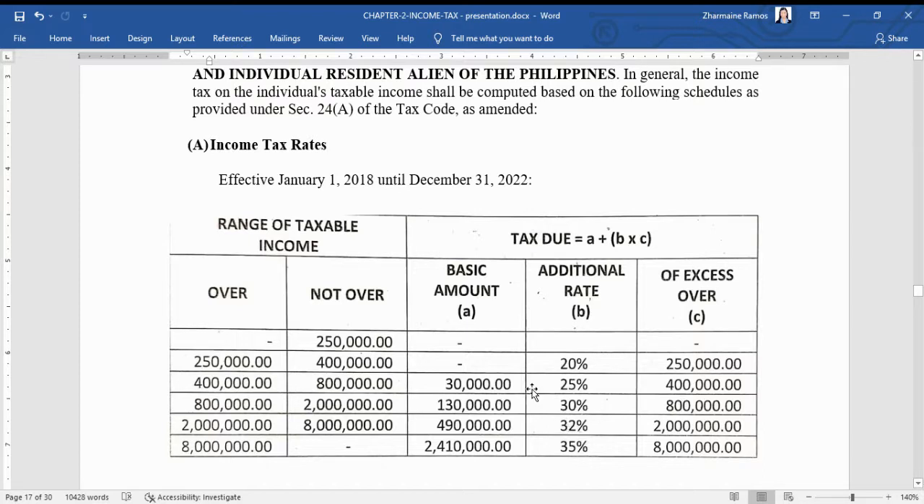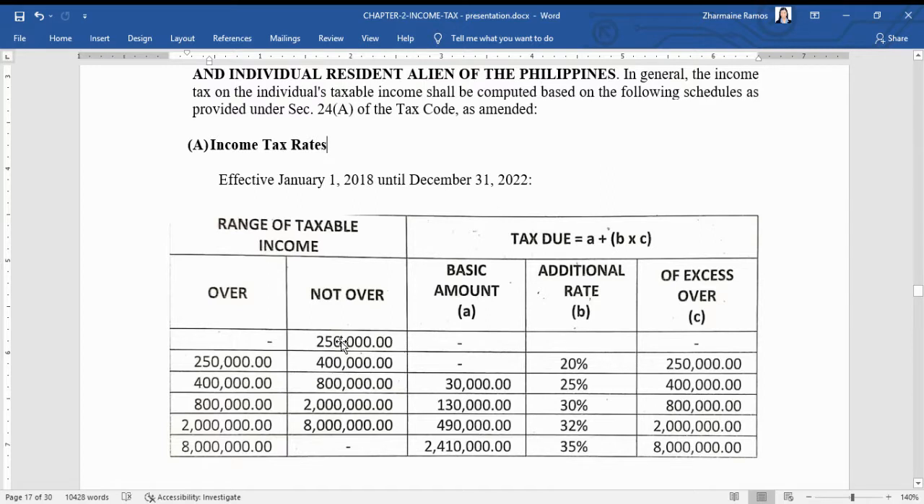So, paano ba ito gamitin? Kung kunwari, ang taxable income mo ay hanggang 250,000 lang. Kunwari, ang taxable income mo for the year, 250,000 lang. So, wala kang babayarang tax. For example, 10,000 ang sweldo mo monthly. So, there are 12 months in a year. So, sumeldo ka lang ng 120,000. Hindi siya umabot sa 250,000. May tax ba yun? So, wala.